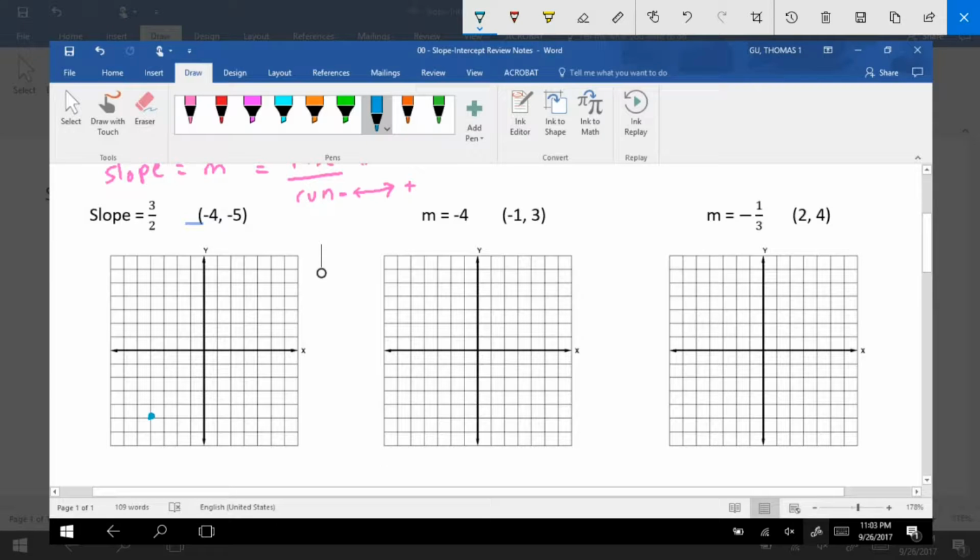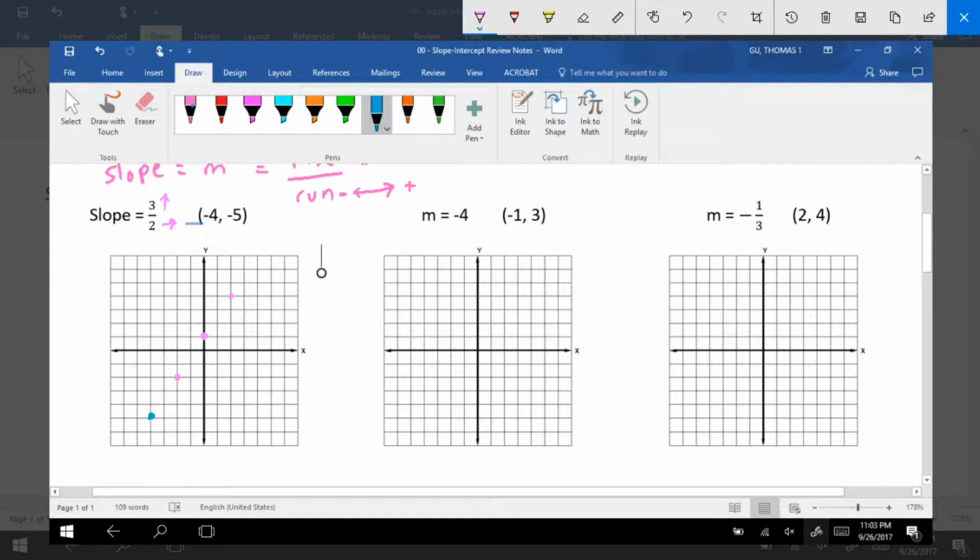And now the slope, remember, it's telling us rise over run. So this is telling us go up 3, and then over 2, because it's positive numbers. So up 3: 1, 2, 3, over 2: 1, 2, right here. And then once again, up 3, over 2, right there. Once again, up 3, over 2.